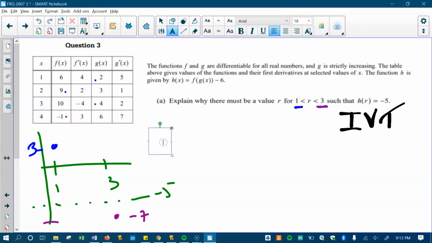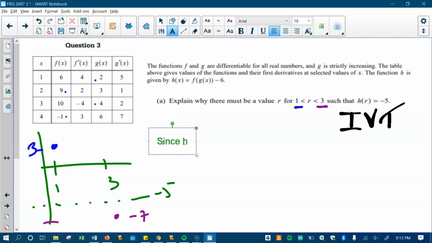Okay, so why must there be a value for r such that h of r equals -5? Well, we want to state that IVT applies first before actually showing that IVT works here. So the condition for IVT is the function is continuous.